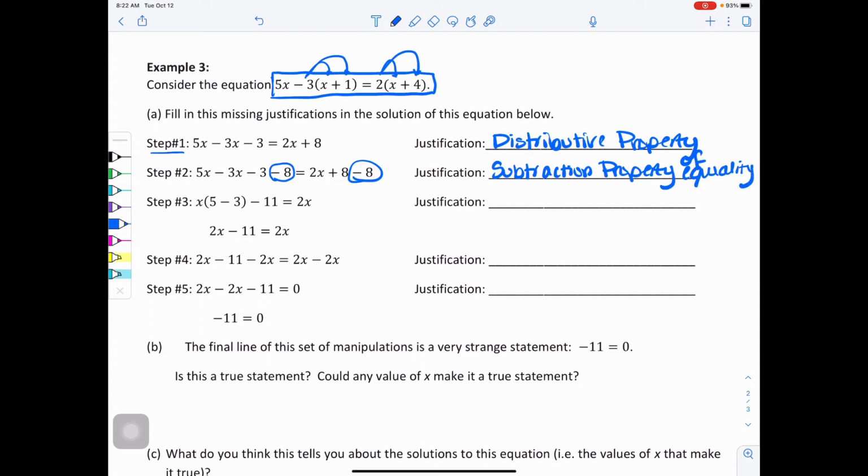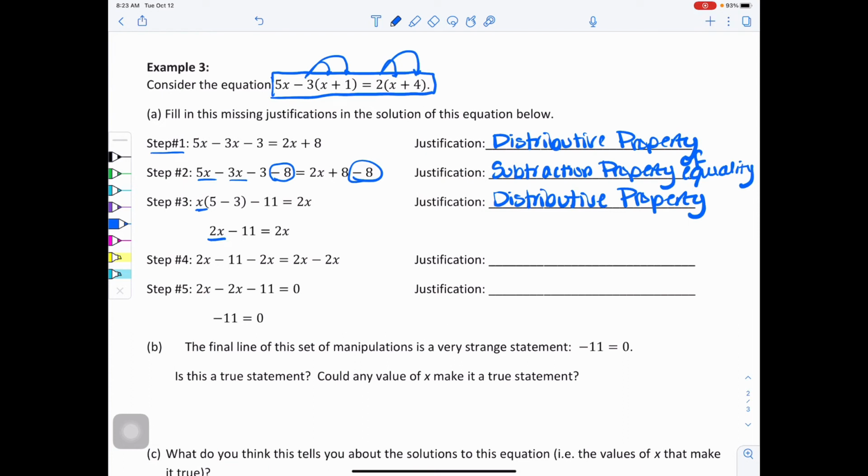In step 3, they've found our like terms and reverse distributed or factored out that x so that we know we're really combining a 5 and a negative 3 to get 2x. So this is an example of the distributive property, just kind of in a reverse way like we've seen in previous problems.